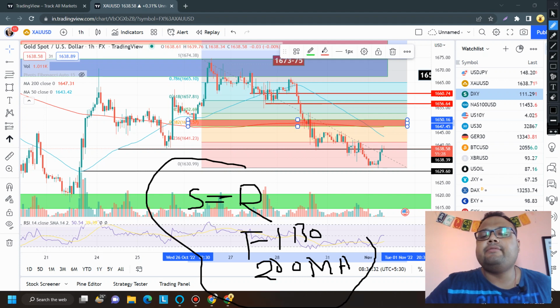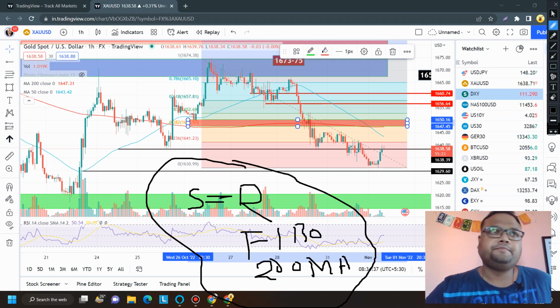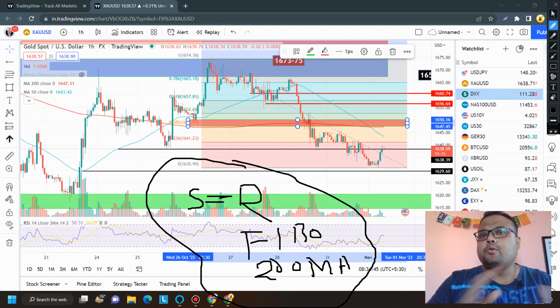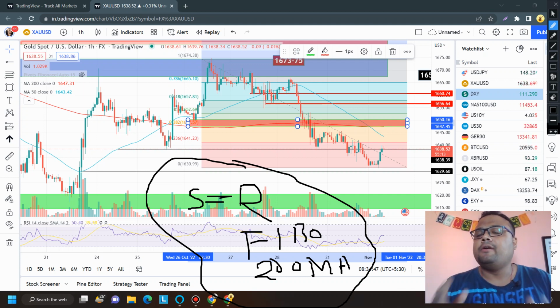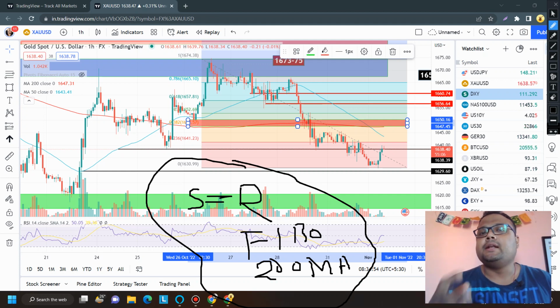We have got three factors around 1648 to 50 telling us that there is a high chance that if the market goes up, it may reverse from here. So if the market reaches this level, observe and see how the market reacts. If, according to expectation, you see the market struggling to go up and facing price rejection from above, you can definitely go for a sell position.